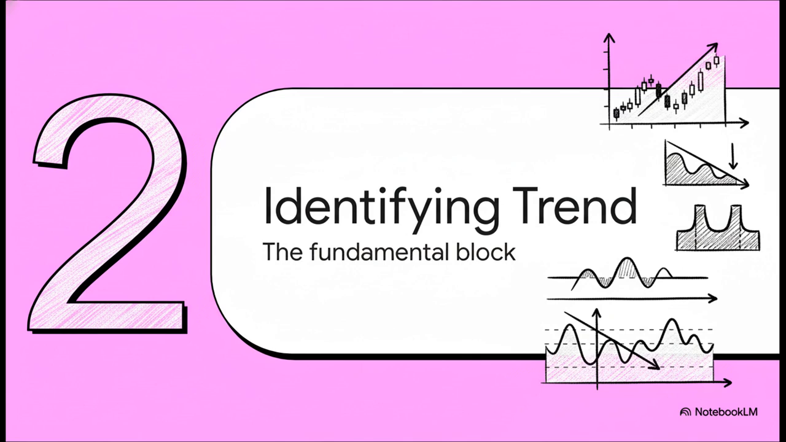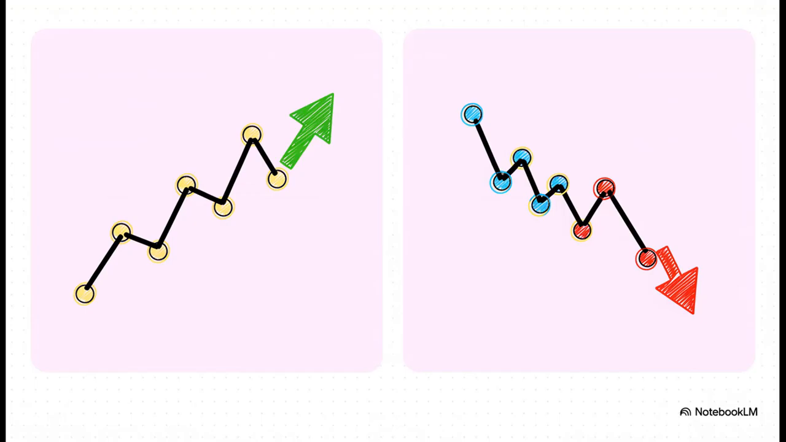All right, so where do we even begin with all this? Well, the absolute bedrock, the foundation of it all, is identifying the trend. This is always step one. And honestly, it's way simpler than it sounds. An uptrend? That's just when you see the price making higher peaks and the valleys in between are also getting higher. And a downtrend is, you guessed it, the exact opposite. Lower peaks and lower valleys. That's it. That's the trend.